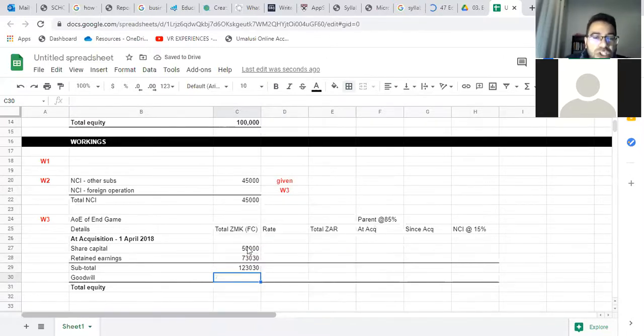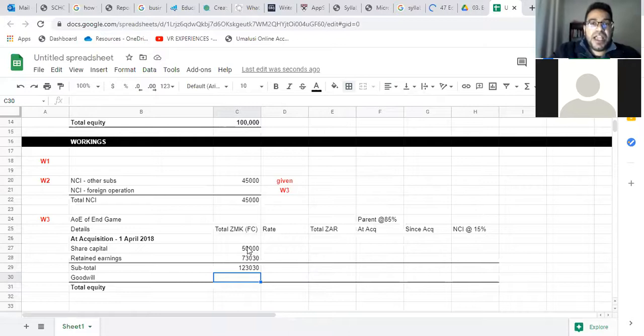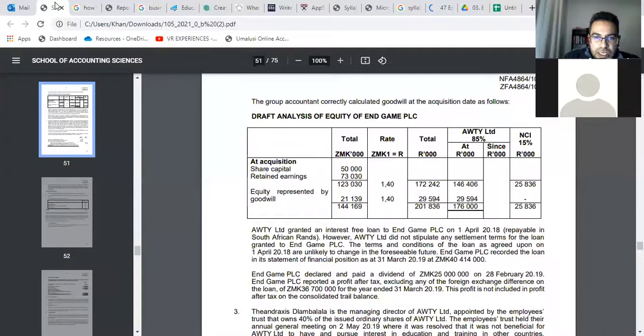Goodwill, we're using the partial goodwill method. Why is it partial goodwill? Because NCI is measured at the proportionate share. If NCI is measured at fair value, then it is the full goodwill method. So they told us that, what did they tell us?